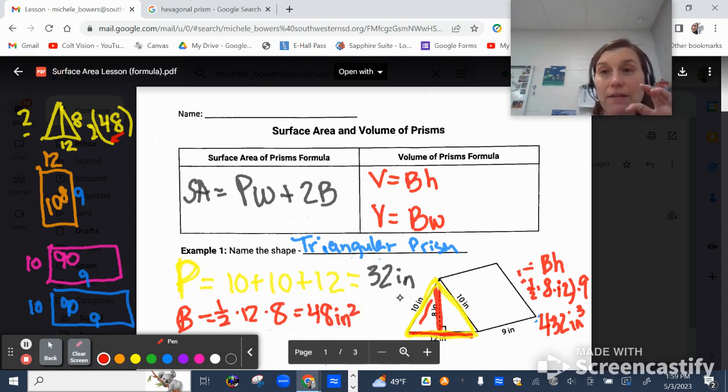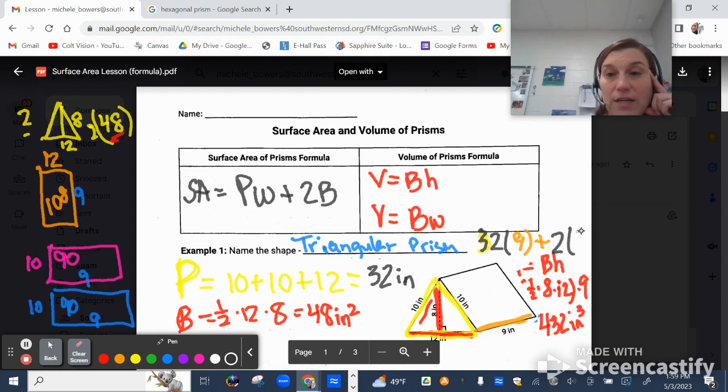Now that I have all these things, I'm going to apply the formula by plugging in these numbers that we have. So it's P times W. In this case, the P is 32, so 32, I'll do that in black, 32 times, now the W here is this 9, because that's how far apart the triangles are, plus 2 times the area of the base, which is 48, which you can't see because I wrote it in black. So we're going to take those numbers and calculate them.